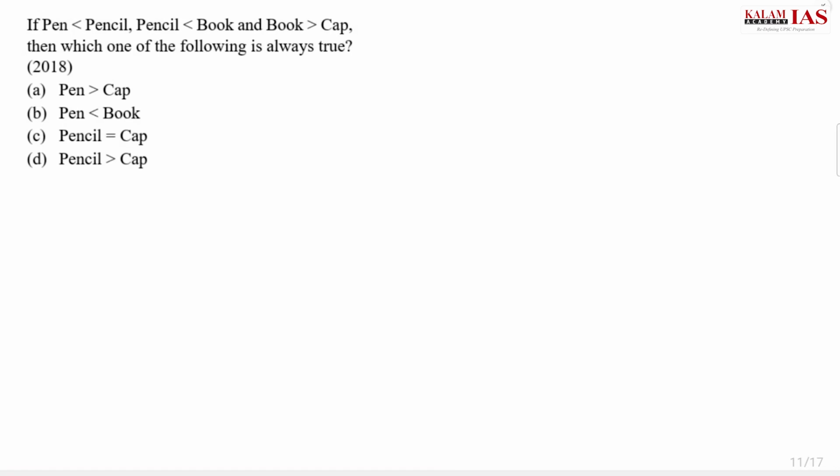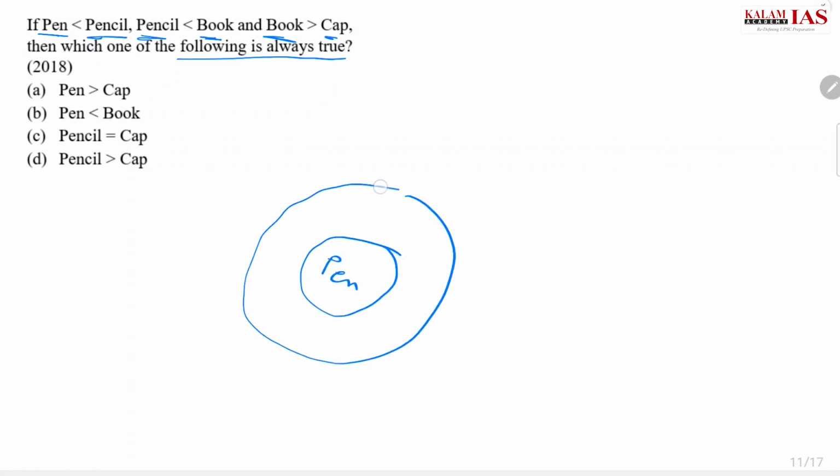Let's attempt this question. It is given, if pen is smaller than pencil, pencil is smaller than book, and book is greater than cap, then which of the following is always true? Now we can simply use Venn diagrams in such questions because it is very easy to visualize. It is saying pen is smaller than pencil. Suppose this is the pen and it is given smaller than pencil.